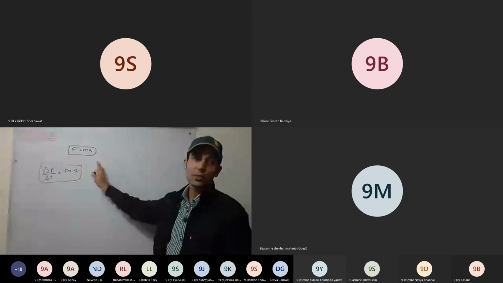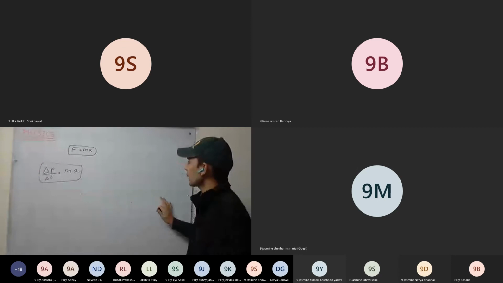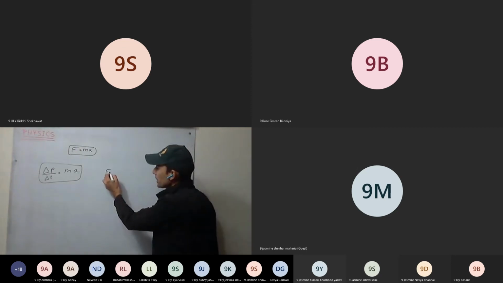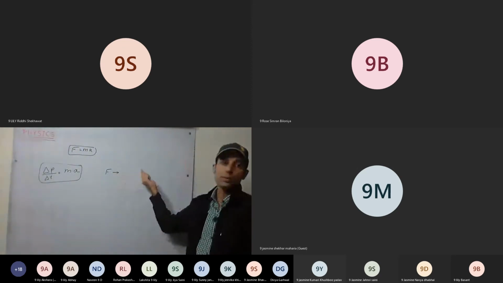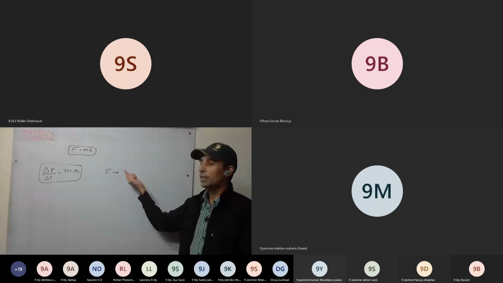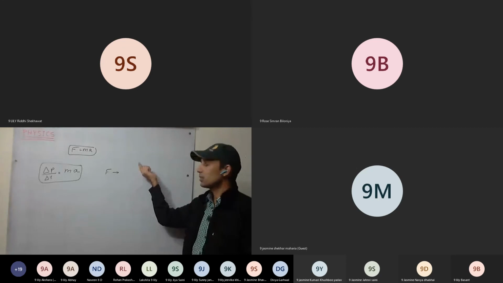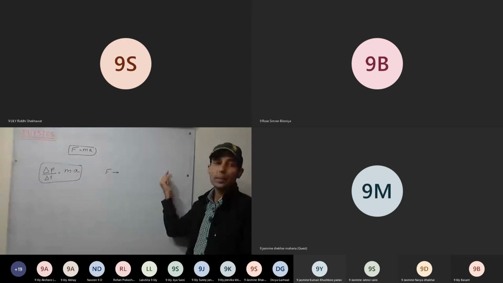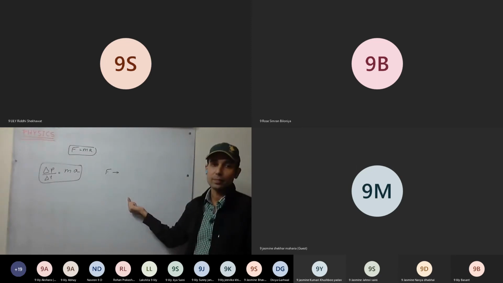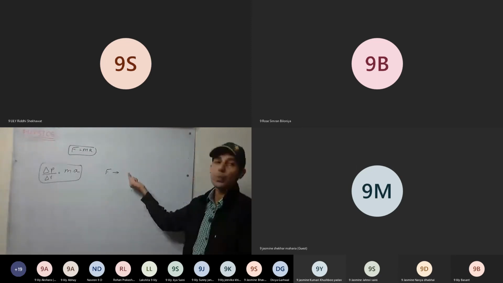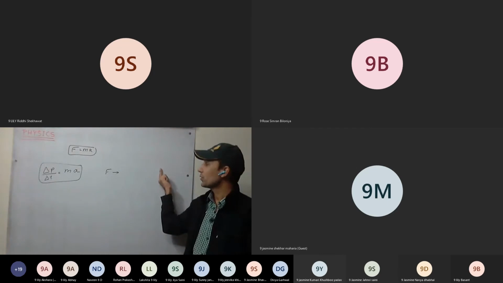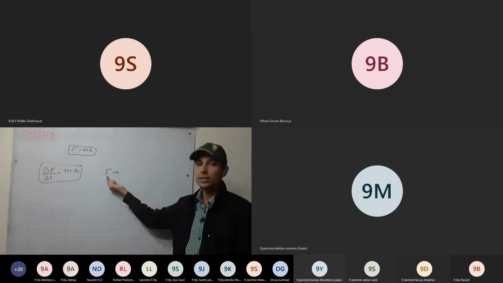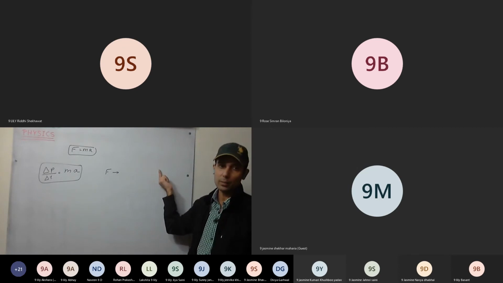So till now we have discussed Newton's first law. In the first law we discussed that force is required to change the state. Change of state means change in velocity, and change in velocity means acceleration. That is, force is required to produce acceleration in the body. This we have discussed in Newton's first law.